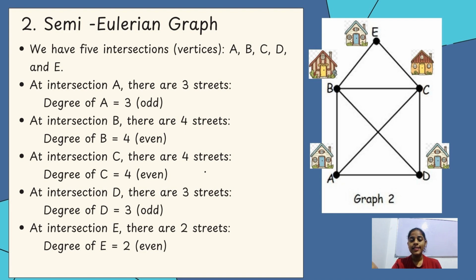At intersection C, there are 4 streets: C to A, C to B, C to D, C to E. Degree of C is 4. At intersection D, there are 3 streets: D to A, D to B, D to C. Degree of D is 3. At intersection E, there are streets E to B and E to C, which is also an even number. Degree of E is 2.